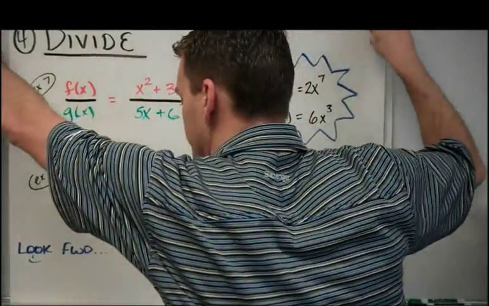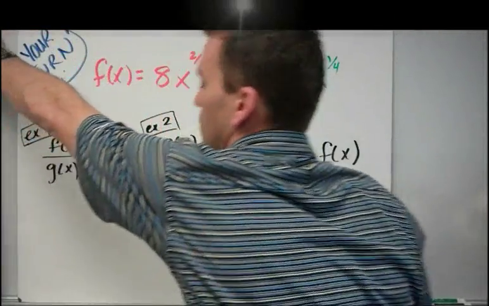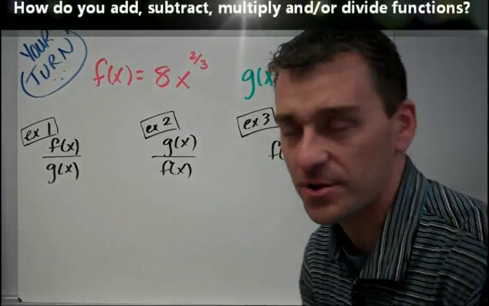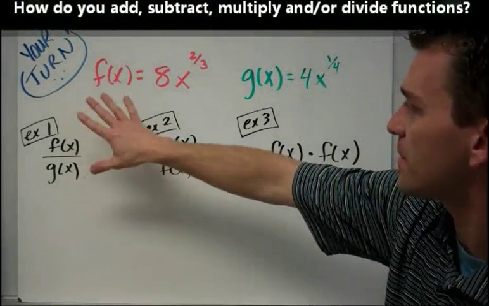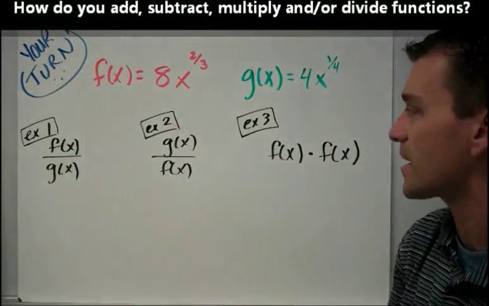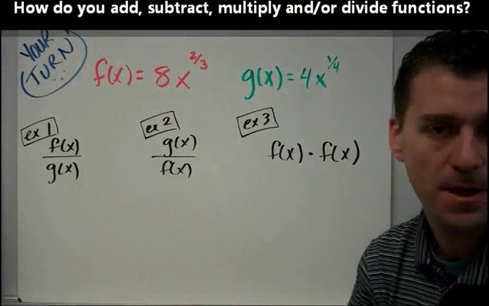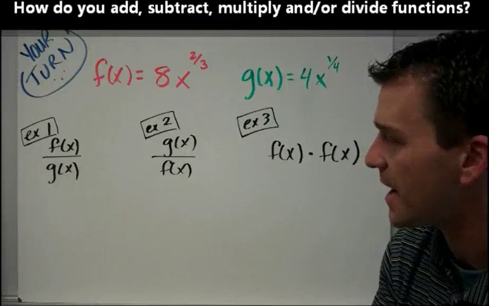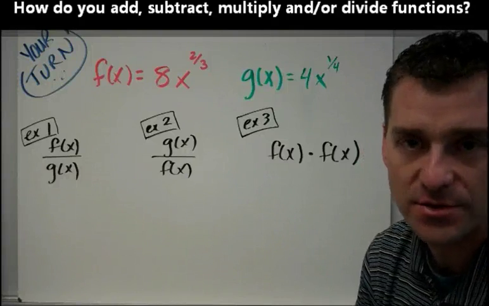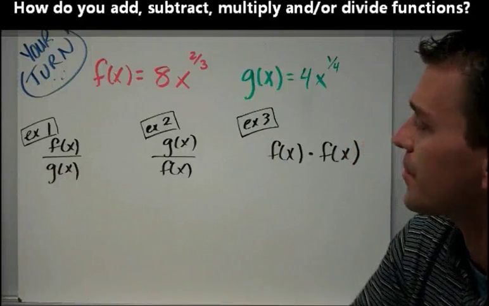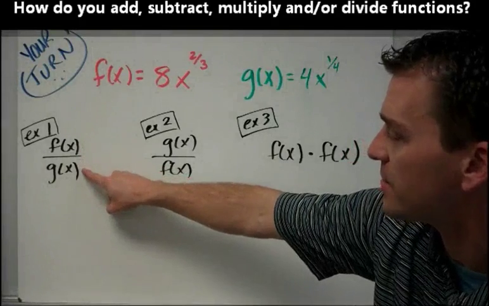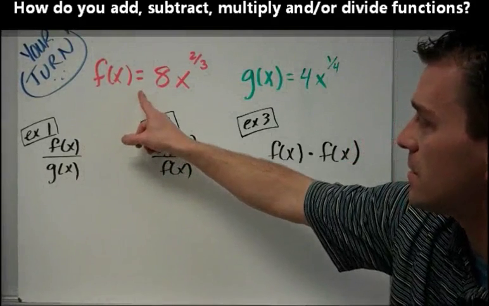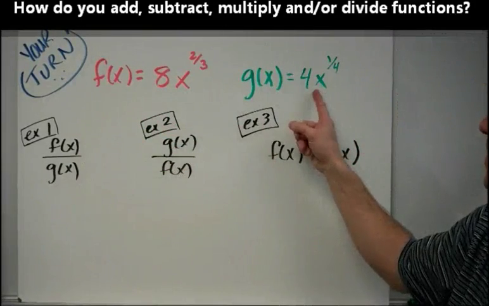Now, here's what I want you to do. I'm going to give you two completely different functions. Another f of x function, a completely different one than what we've seen so far, and g of x. And I'm going to give you these 3 things to do. And I'm going to stop the video. I want you to do these questions, and in the next video, we'll explain the answers, and you'll see how you did. So all you're doing is taking the f of x and dividing it by g of x.